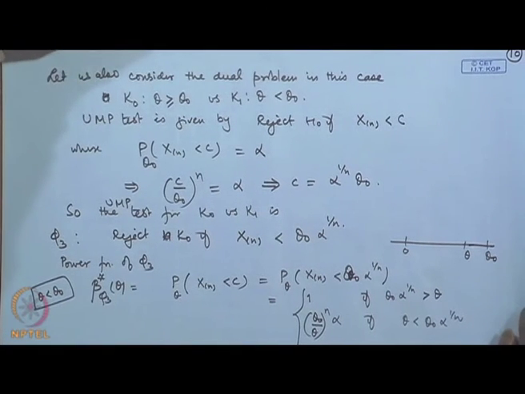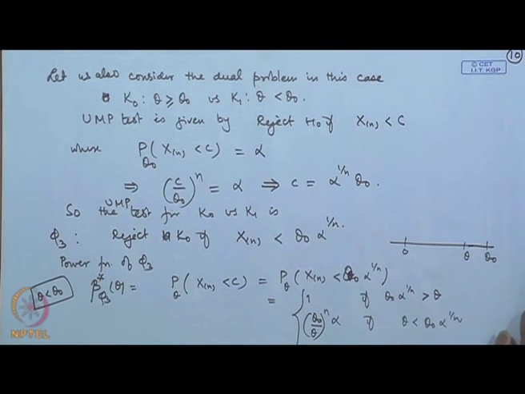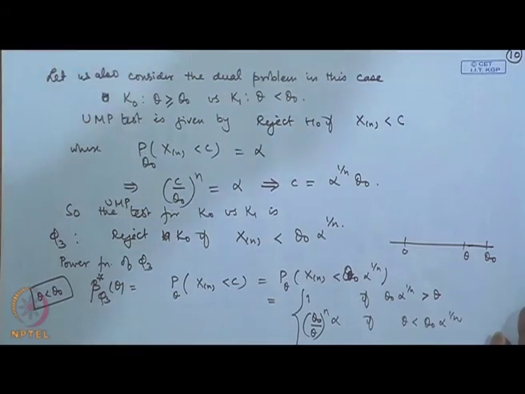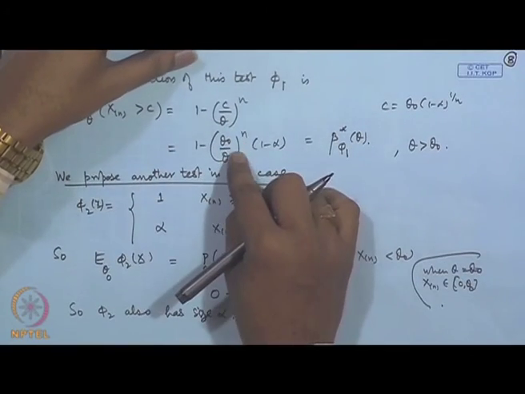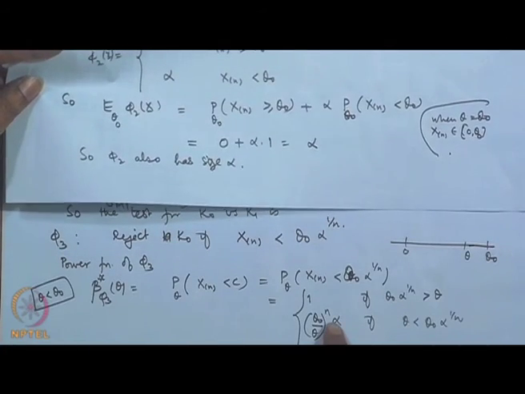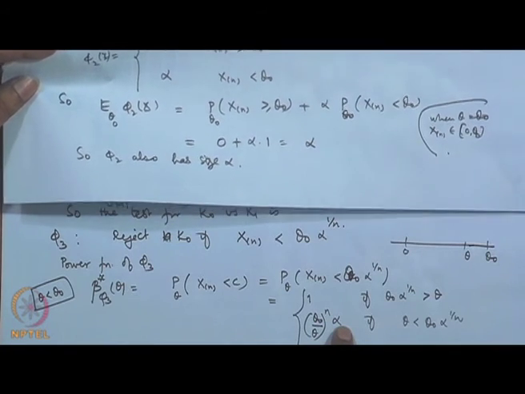You can compare the power functions in the two cases here. I have derived the power function for the other part also. The power function for phi 1 was given by one minus theta naught by theta to the power n times 1 minus alpha here, and here you can see this value is theta naught to the power n by theta times alpha.